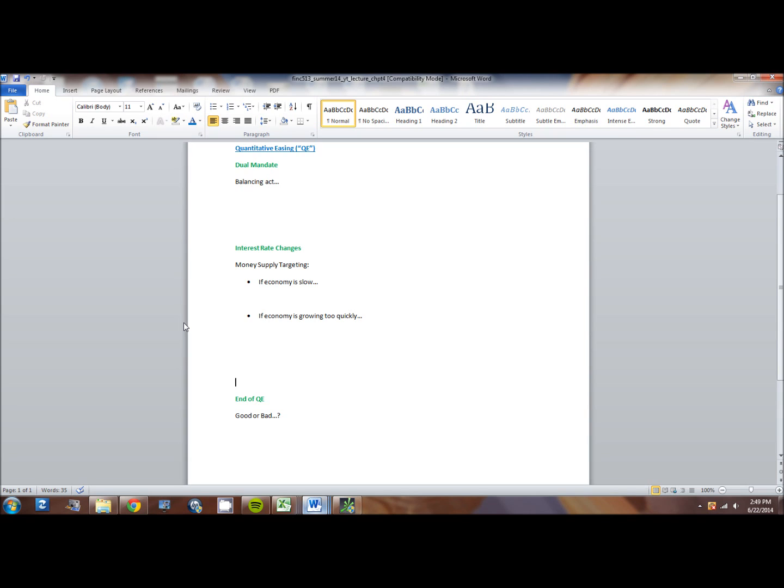So QE started in November 2008, and it has gone through several rounds, right? The Federal Reserve first came out and said, all right, we're going to buy a few $100 billion worth of bonds from banks. Okay, that wasn't enough. And then a couple years later, they bought more. And then a couple years later, they decided, okay, we're going to stop doing lump sums. We're going to do a regular, recurring, monthly purchase of like $85 billion worth of bonds in the economy.